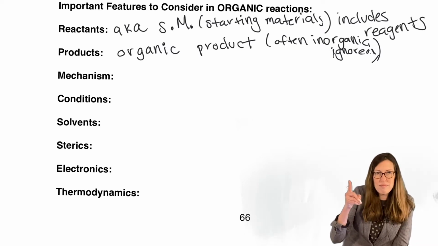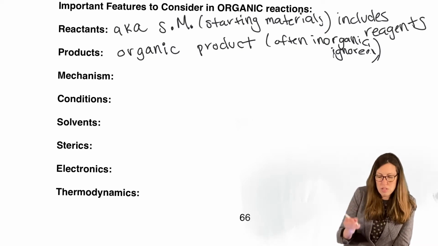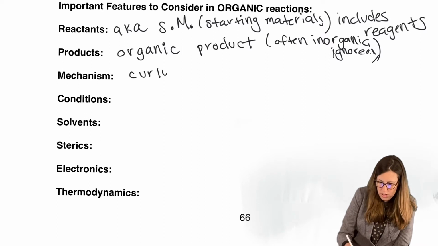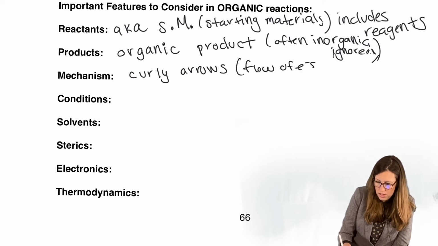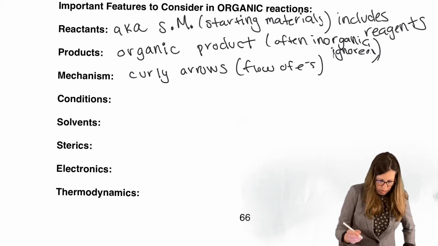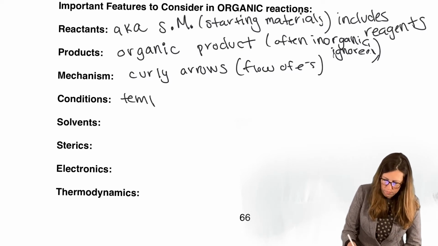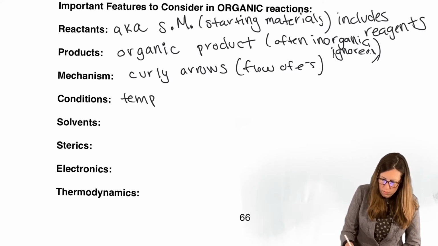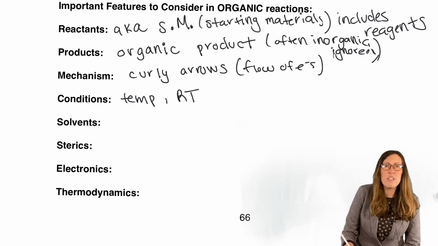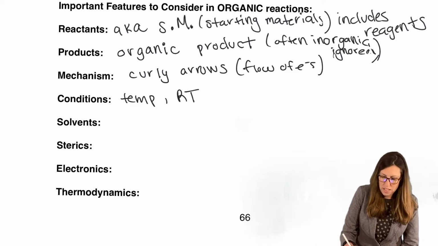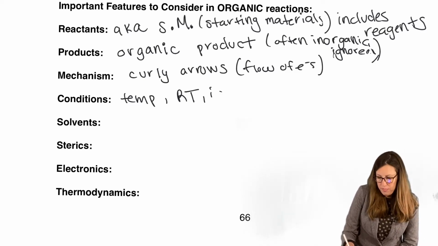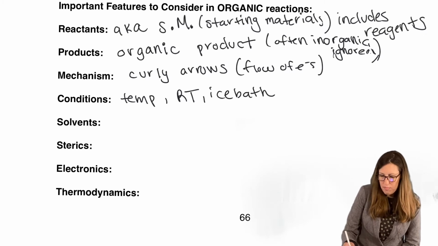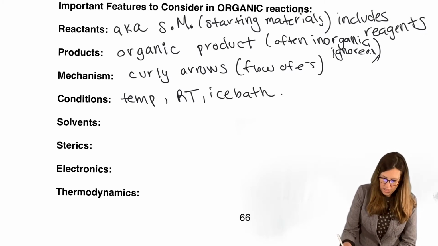Mechanism. Talked about this with acid base. It's those curly arrows. That's going to be huge. Curved arrows show the flow of electrons. This is the how. Conditions. So we've mentioned temperature. It could be room temperature, which is just written RT, just means we didn't add any additional heat. It could be an ice bath. It could be colder. So it could be a type of ice bath that's listed there.